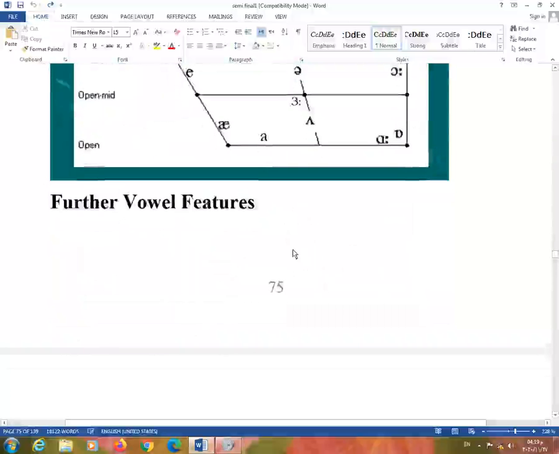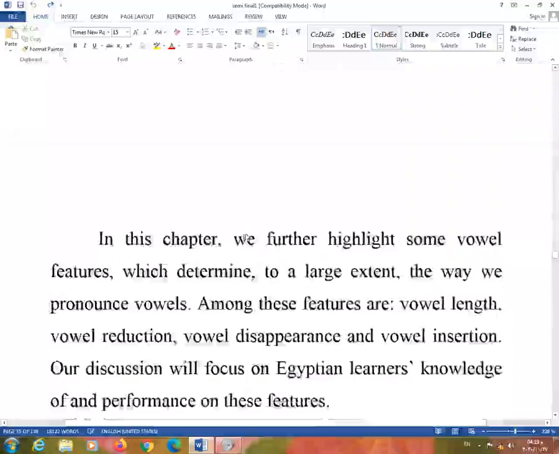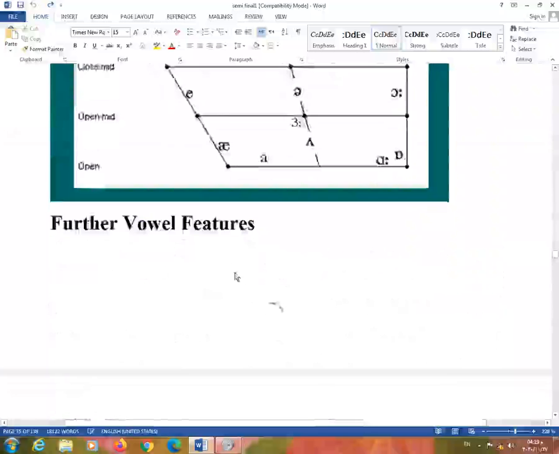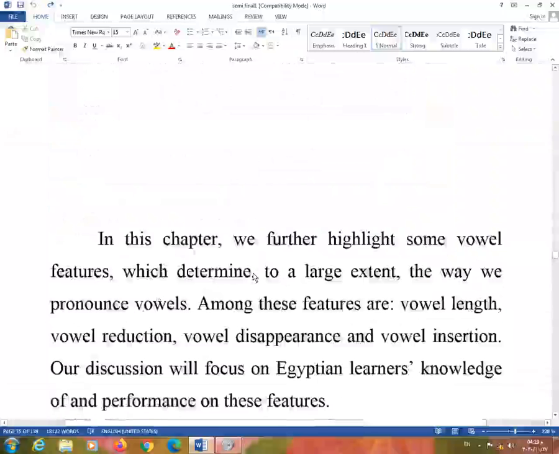Okay, now I ask you to go back to your book, the bottom of page 67, where we talk about further vowel charts. Okay, this is not the end. When we talk about vowels, we have other things to talk about. Let's open the book to page 67 and see what else we can say about the English vowels.